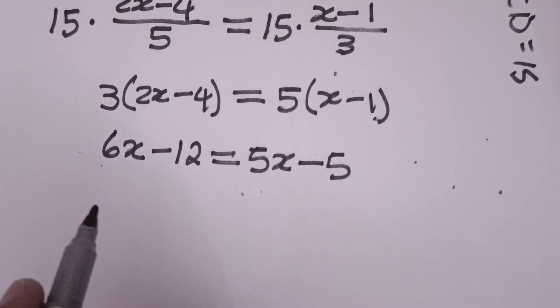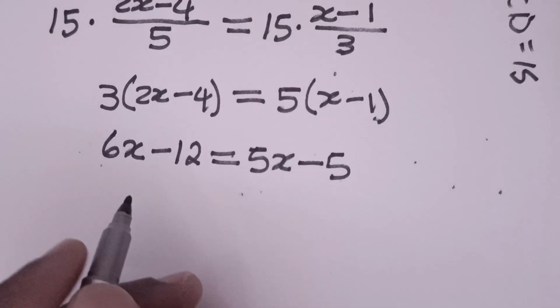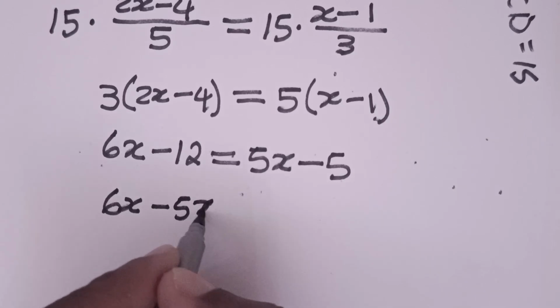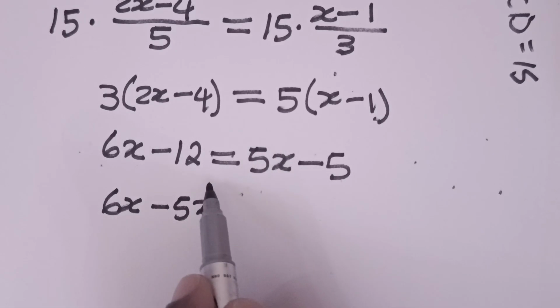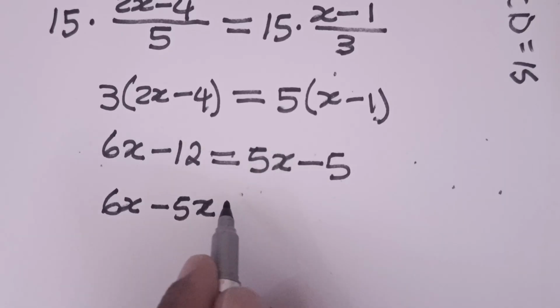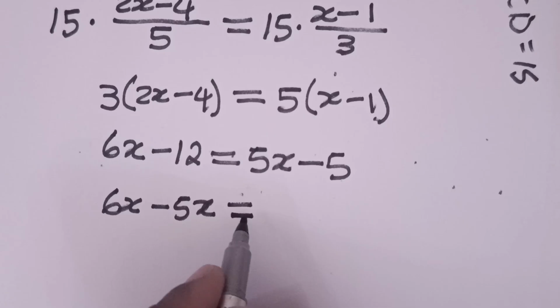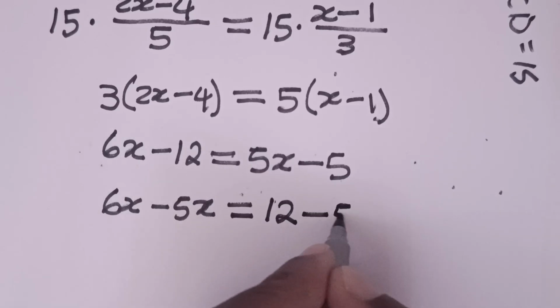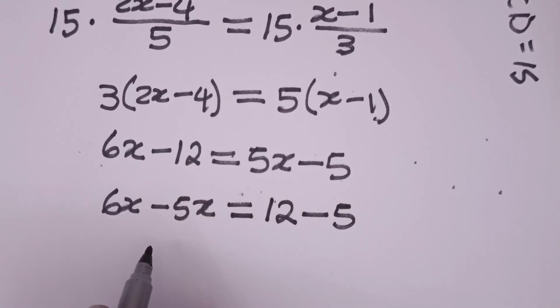Ladies and gentlemen, we are now looking at like terms such that 6x minus 5x, because when the 5x is transposed, the sign changes. And then the minus 12, when it's transposed, the sign changes to become a positive. So it will be 12 minus 5. Okay, that is 6x minus 5x.